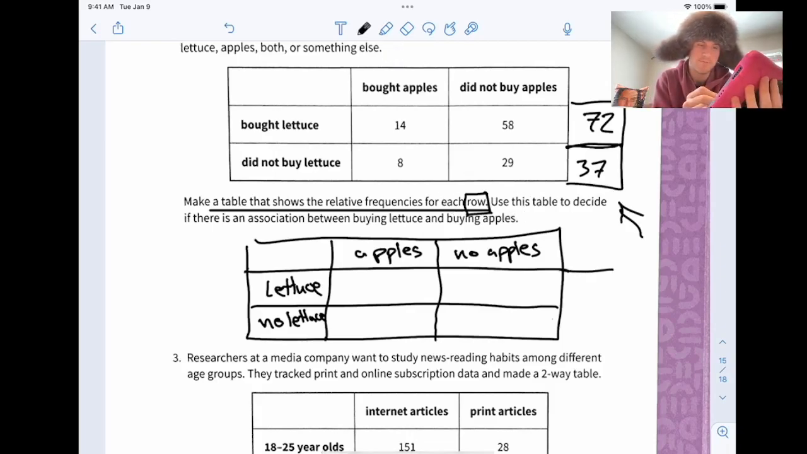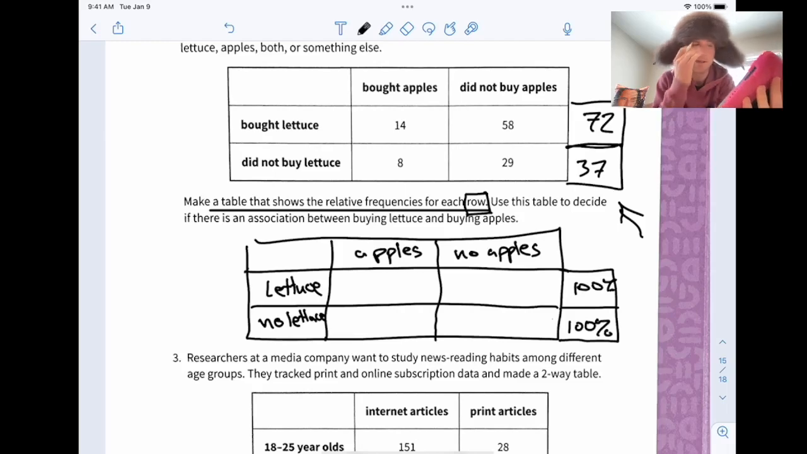All right, so that means our row totals are going to be the 100%. And we've got to use that to figure out the percentage of people who bought lettuce and also bought apples. All right, so out of all the people who bought lettuce, what percentage bought apples? Let's figure that out real quick. So we've got 14 and 72. Okay, so 14 divided by 72 gets us, oh wow, 0.194.